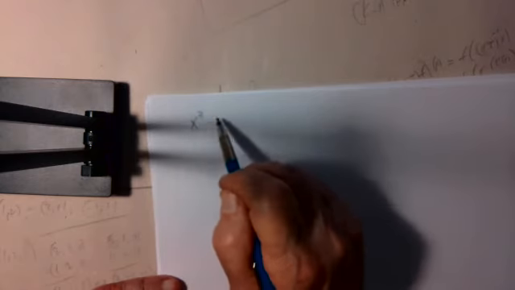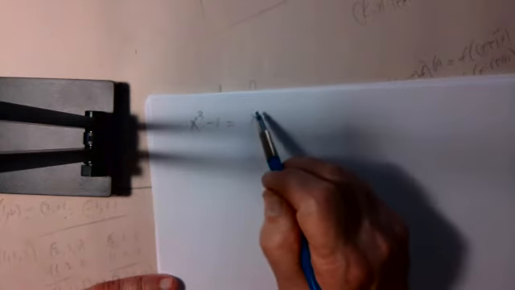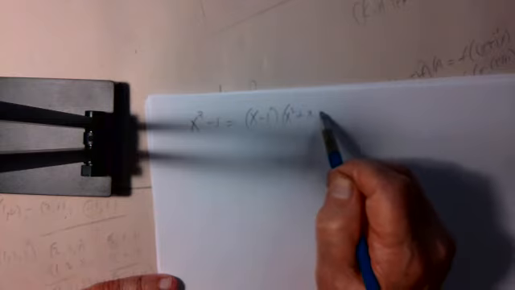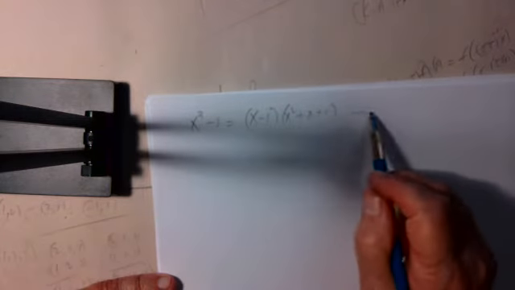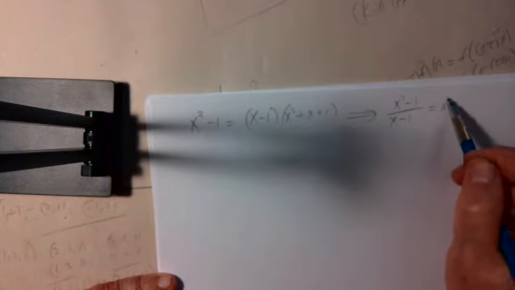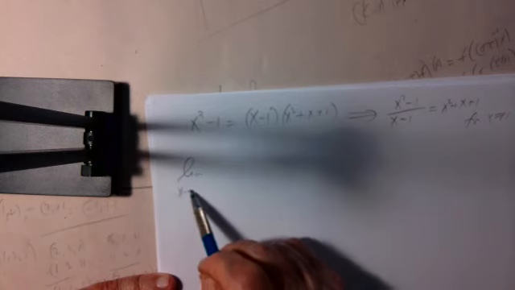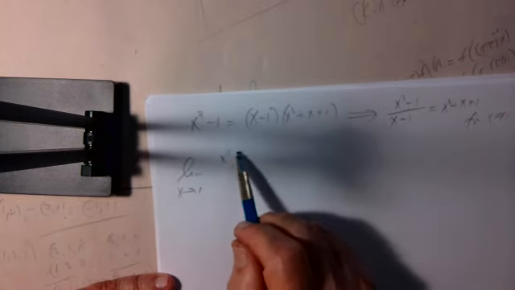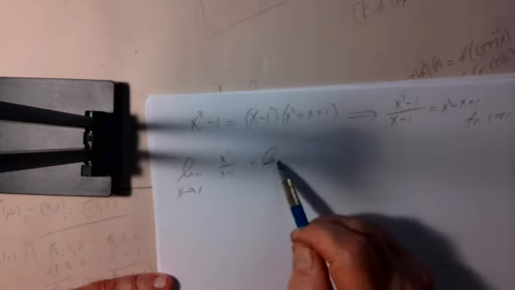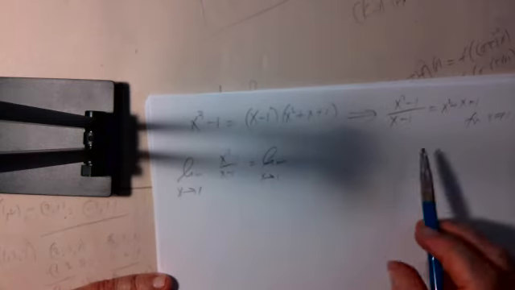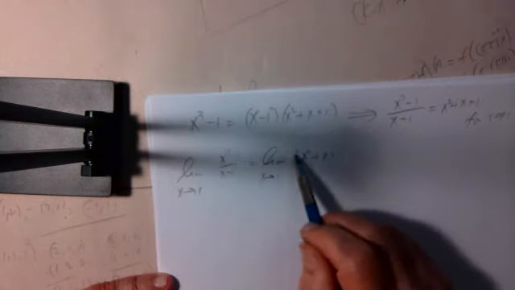So x cubed minus 1 factors into x minus 1 times x squared plus x plus 1. So this means that x cubed minus 1 divided by x minus 1 is x squared plus x plus 1 for x different from 1. So as x goes to 1, the limit of x cubed minus 1 over x minus 1 is the same, because you never let x equal 1. When x is different from 1, this ratio is x squared plus x plus 1.